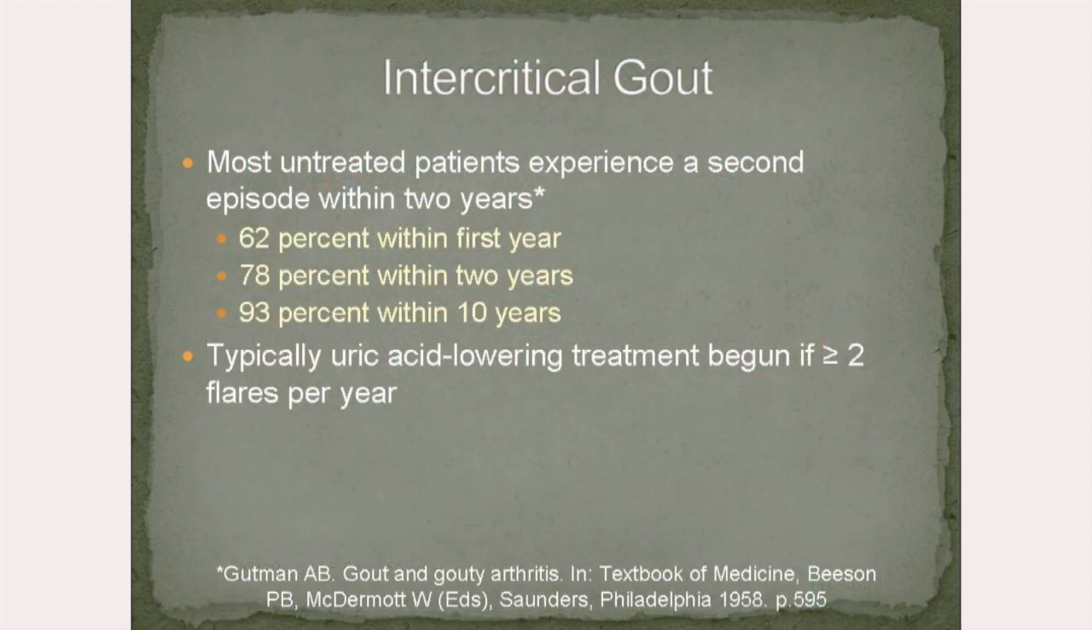So basically, after people have had their first gout flare, they do tend to have future gout flares. This is the rate at which people have recurrent gout flares. 62% of people who remain untreated after their first gout flare will have another flare within the first year. 78% will have another flare within the first 2 years, and 93%, if left untreated, will have another flare within 10 years.